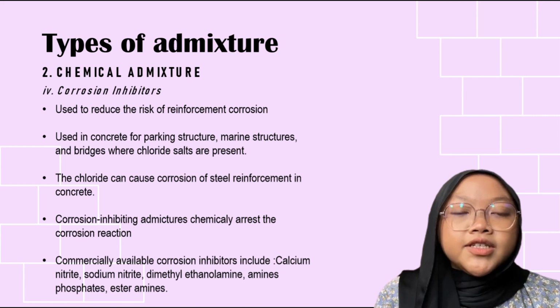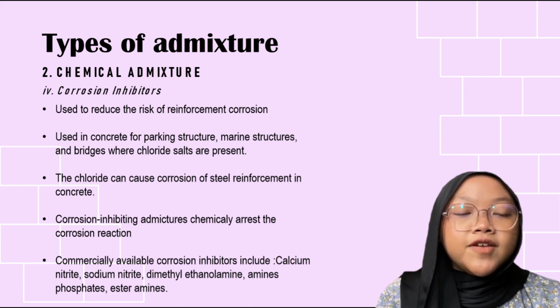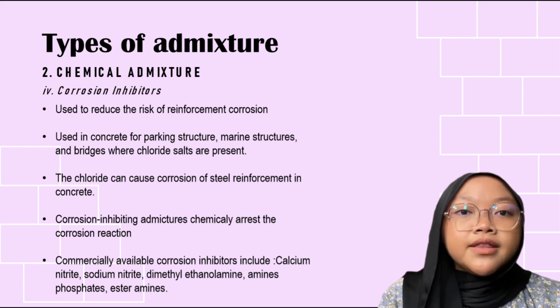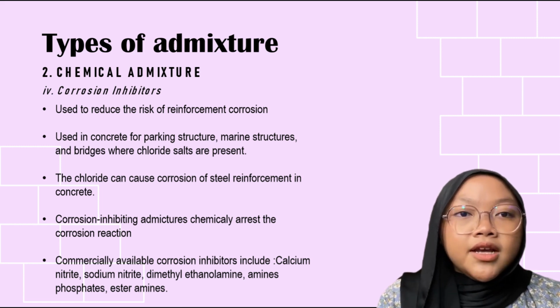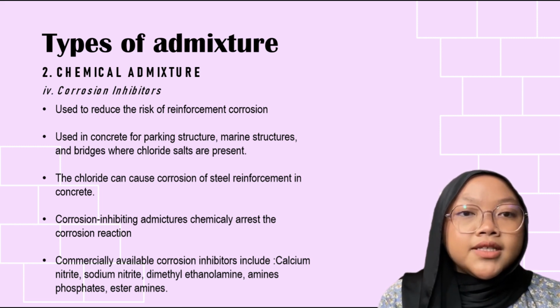Next is corrosion inhibitors. It is used to reduce the risk of reinforcement corrosion. It is also used in concrete for parking structures, marine structures, and bridges where chloride salts are present. The chloride can cause corrosion of steel reinforcement in concrete. Corrosion inhibiting admixtures chemically arrest the corrosion reaction. Commercially available corrosion inhibitors include calcium nitrate and sodium nitrate.